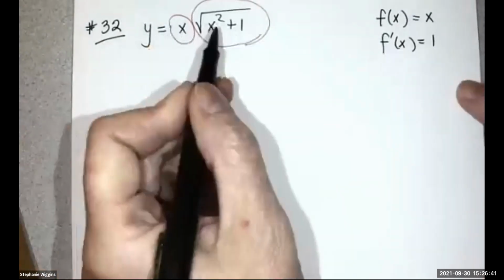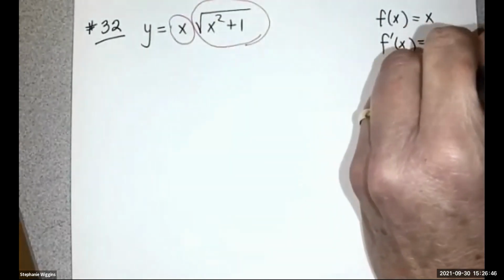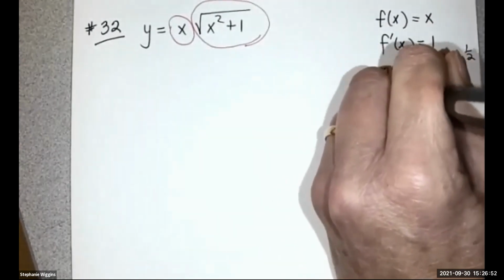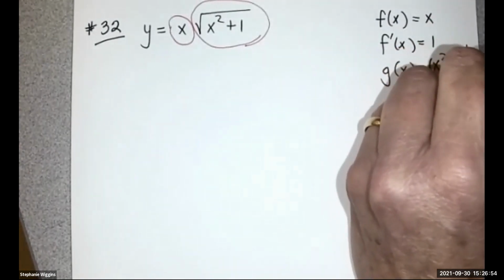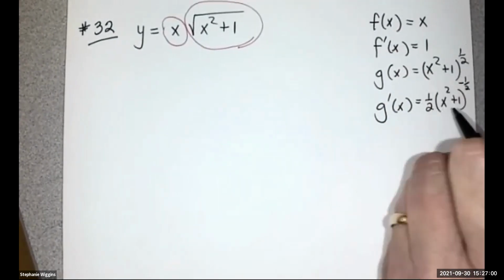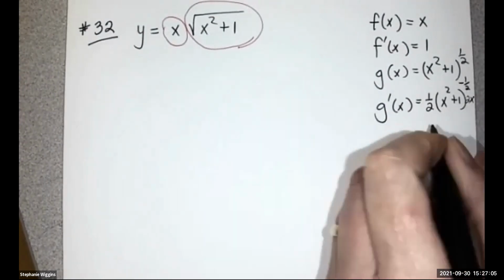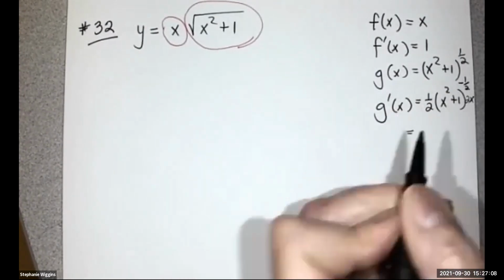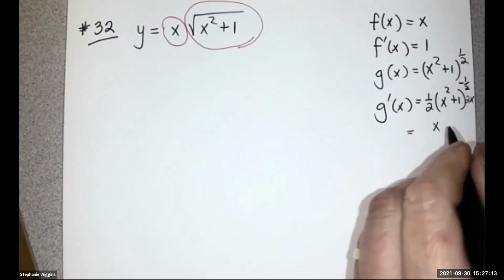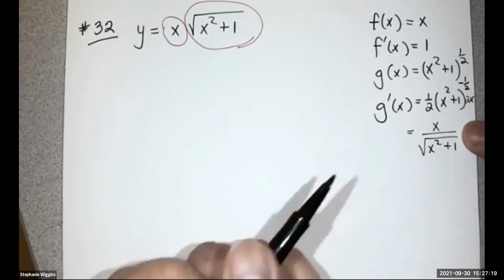That's pretty easy. This function here, our second function, the way I would write this is x squared plus 1 to the 1/2 power. And so g prime of x equals 1/2 times x squared plus 1 to the negative 1/2. And then we have to multiply by the derivative of the inside. So that's a 2x. So when we simplify this, 1/2 times 2 is just 1x. So it becomes x. And then this negative 1/2 means it's just going to be in the denominator, like x squared plus 1. So this is g prime.